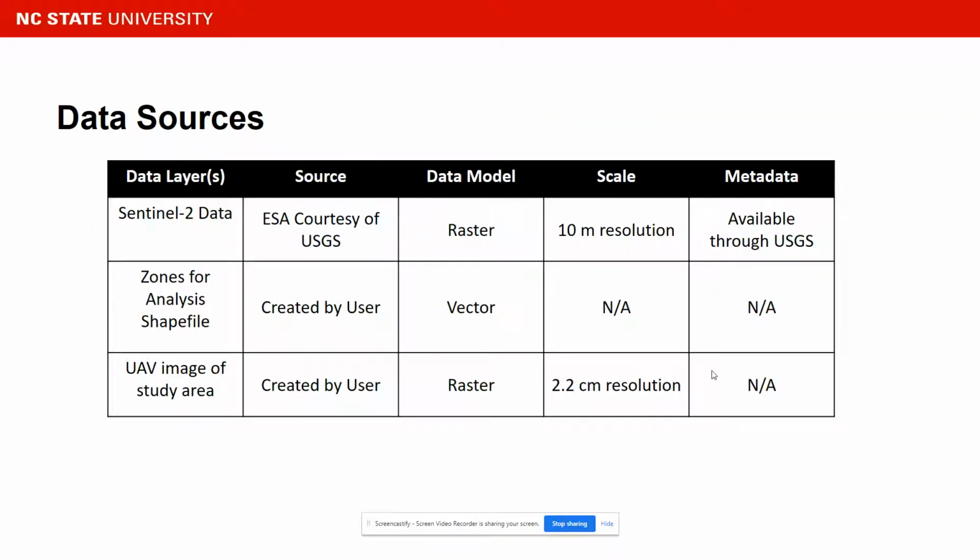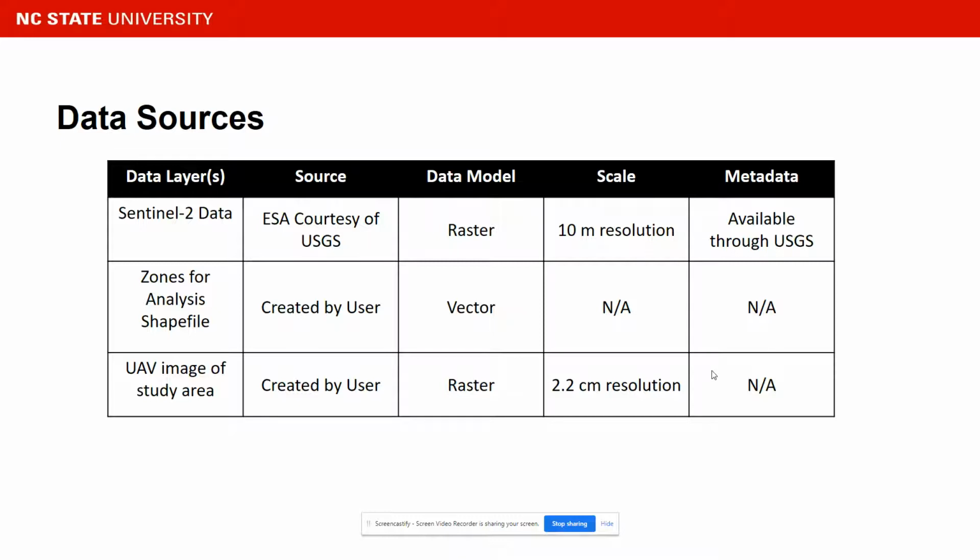These are my data sources. I was using Sentinel-2 data at 10-meter resolution through the USGS Earth Explorer. So I downloaded all of the bands, but for this analysis, you really only need the near infrared and the red bands to create the NDVI. But I still used everything so I could have composite images.